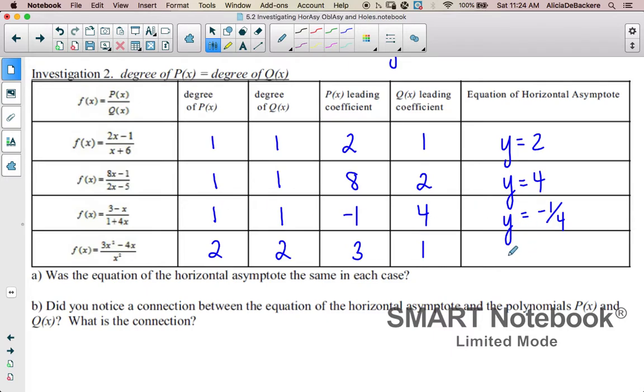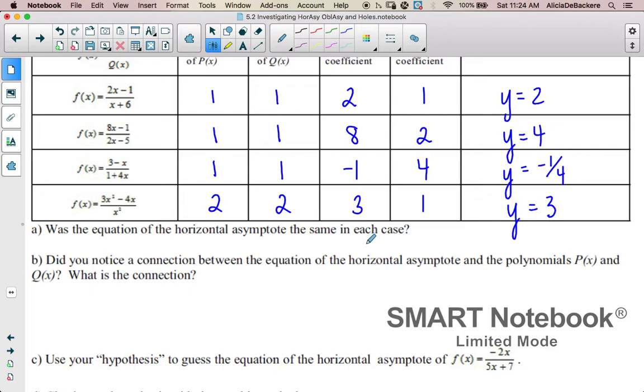Okay, welcome back. Hopefully you found that the horizontal asymptote came out as y equals 3. So we're going to summarize this investigation. Was the horizontal asymptote the same in each case? No, it wasn't. Did I notice a connection between the equation of the horizontal asymptote and the polynomials?